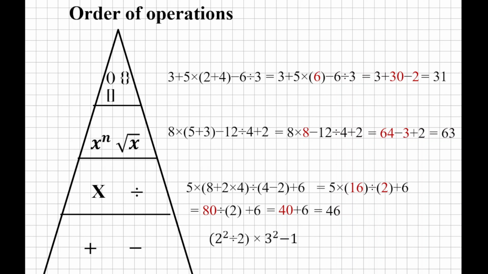In the last example, we first solve what is inside the parentheses. Exponents come before multiplication. 2 squared is 4. Continuing inside the parentheses, 4 divided by 2 is 2. Since exponents come before multiplication, we first solve 3 squared, which is 9. The result is 2 times 9 minus 1. This is equal to 18 minus 1, or 17.